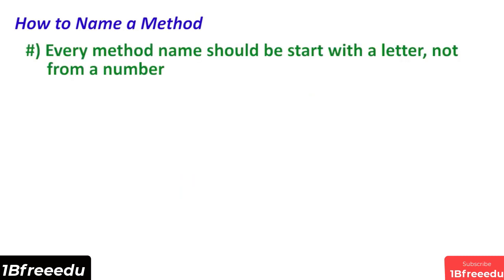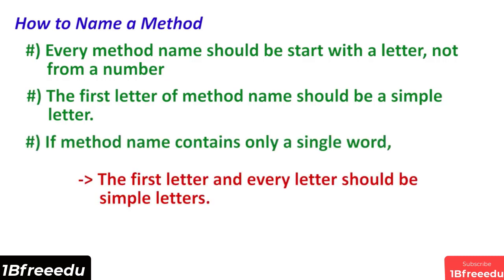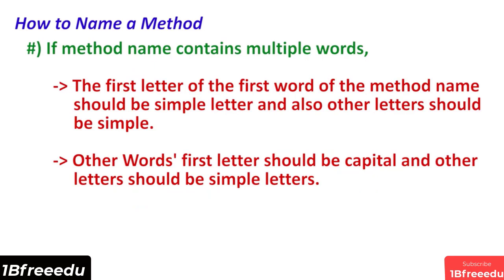Next, I will explain how to name a method. Every method name should start with a letter, and the first letter of the method name should be a simple letter. If I explain further, if the method name contains only a single word, the first letter and every letter in the method name should be simple letters. For example, main, sum. But if the method name contains multiple words, the first letter of the first word should be simple and in other words, the first letter should be capital and other letters should be simple.